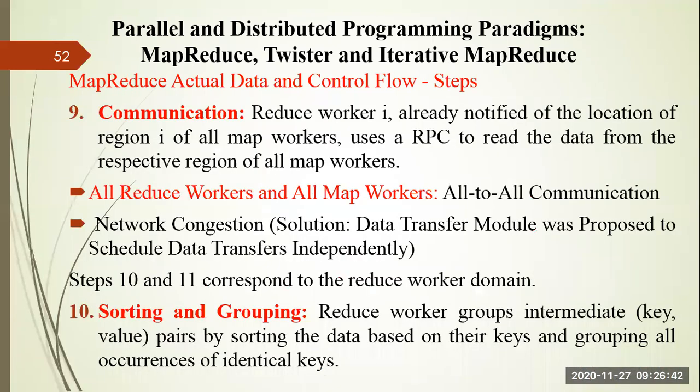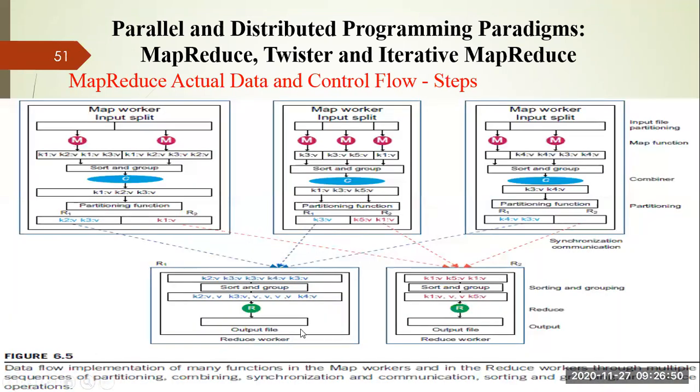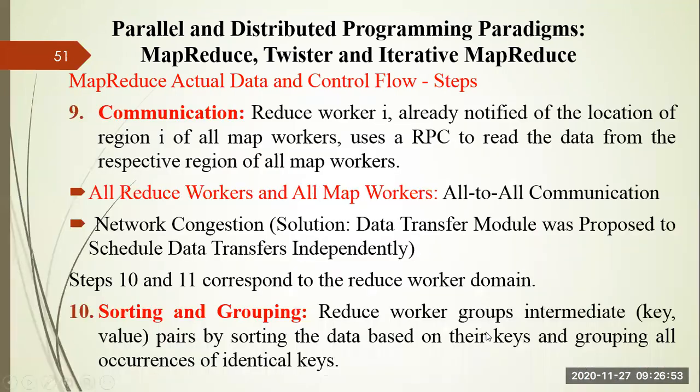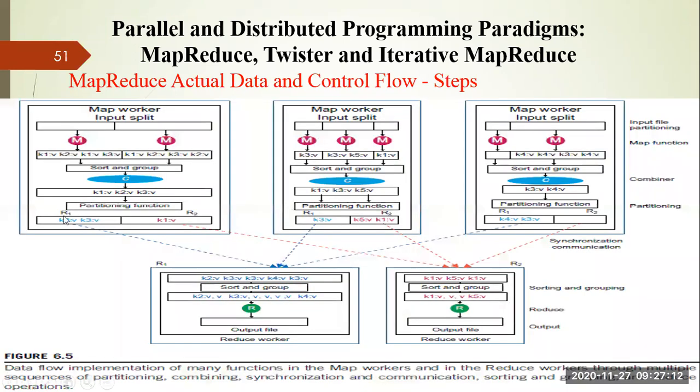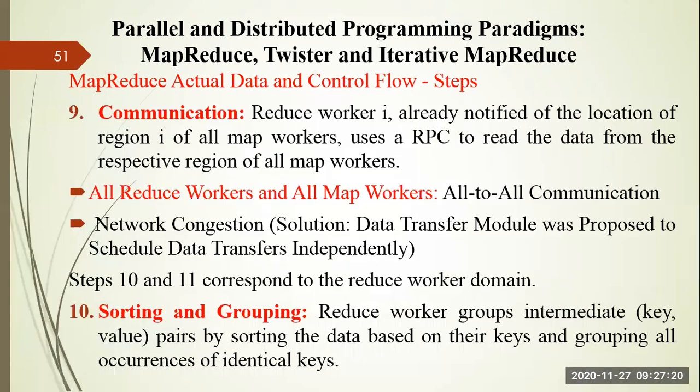Okay. Now come to the ninth step. That is called communication. So reduce worker I. You have seen there are multiple reduce workers here. Reduce worker 1 is there, reduce worker 2 is there. So reduce worker I is already notified of the location of region I of all map workers, and it uses a remote procedure call, which we call RPC, to read the data from the respective region of all map workers. So you have seen here, we are collecting the data from various map workers and putting it in the same region. That is the responsibility of the communication.